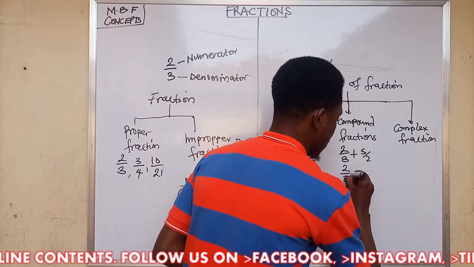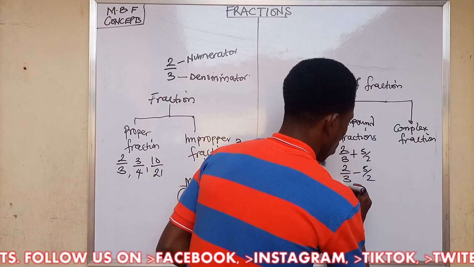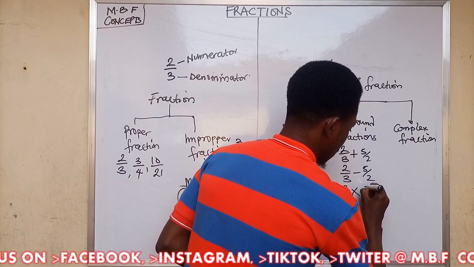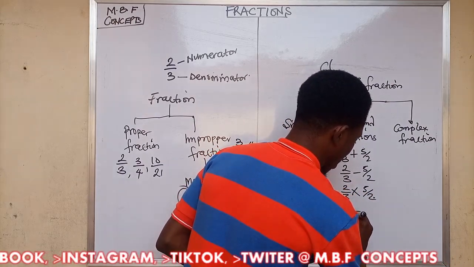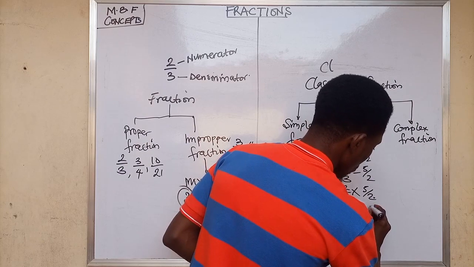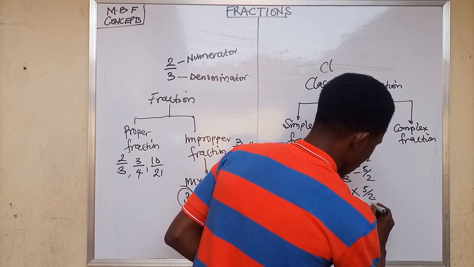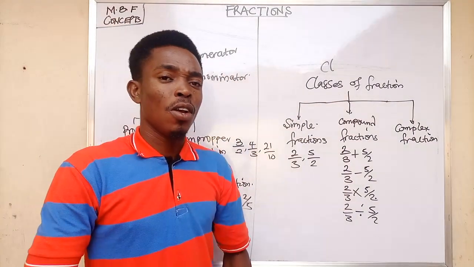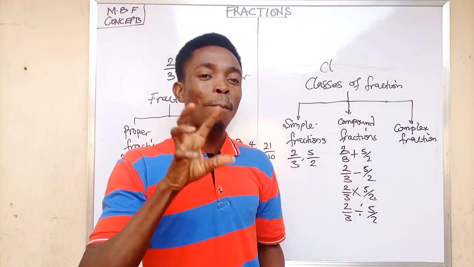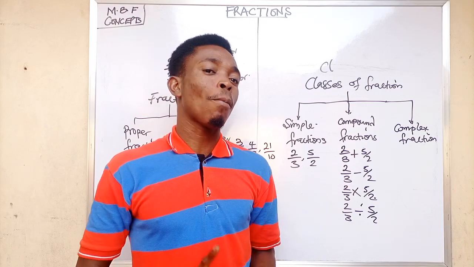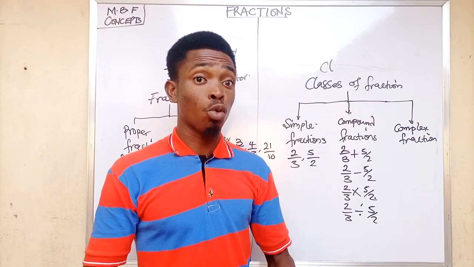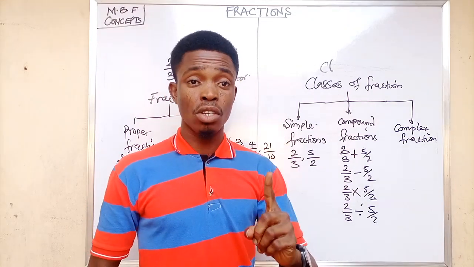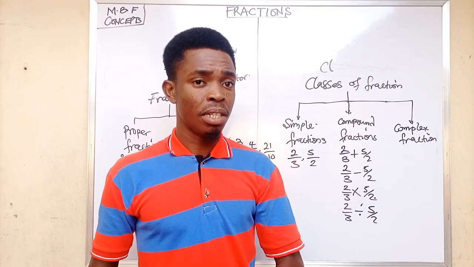Also 2 over 3 minus 5 over 2, or 2 over 3 times 5 over 2, or 2 over 3 divided by 5 over 2. Guys, these are examples of compound fractions. So anytime you are given a compound fraction, you will simplify it to a point where you will have one numerator to one denominator. All right.